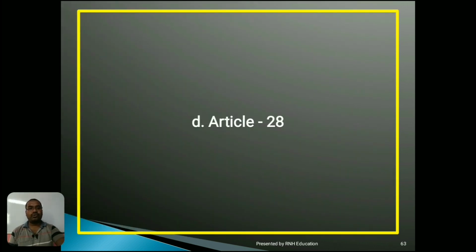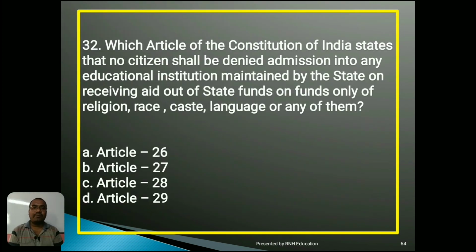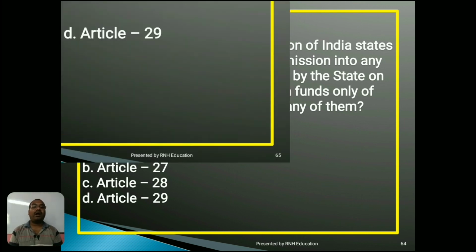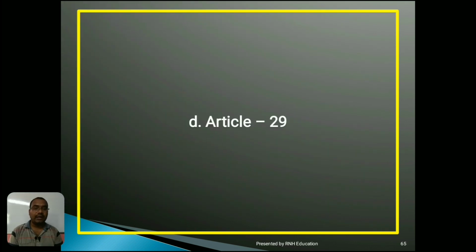Going to the next question, that is question number 32. Which article of the Constitution of India states that no citizen shall be denied admission into any educational institution maintained by the state or receiving aid out of state funds on grounds only of religion, race, caste, language, or any of them? Options are A, Article 26, B, Article 27, C, Article 28, and D, Article 29. Now check the answer. The answer is Article 29.